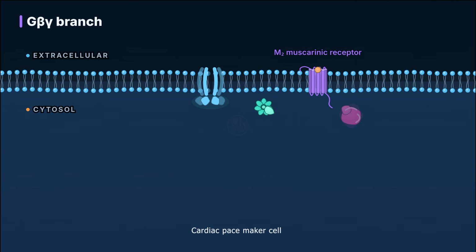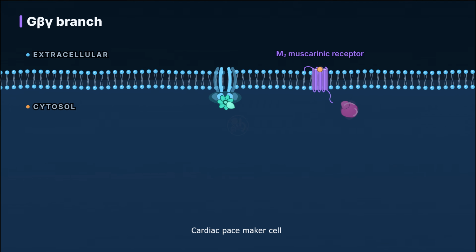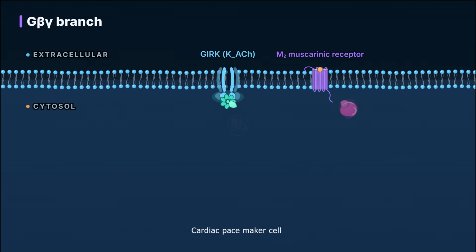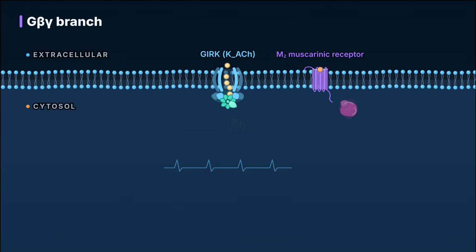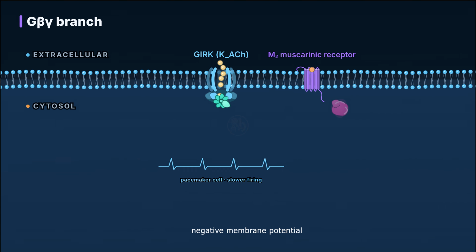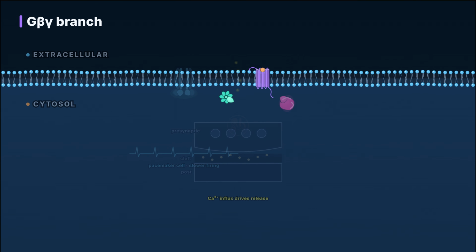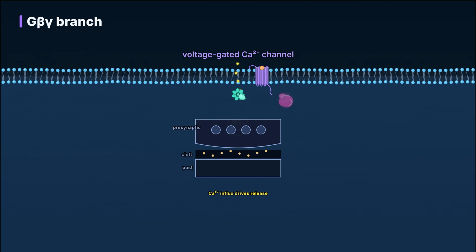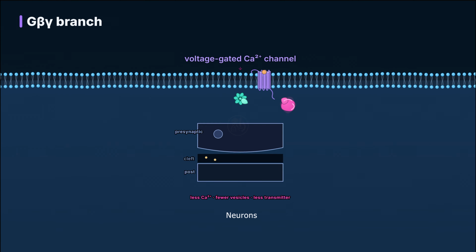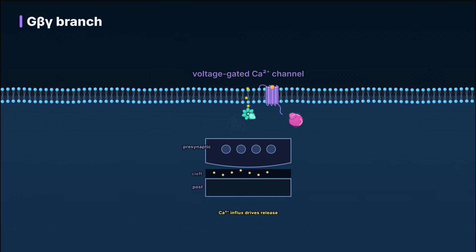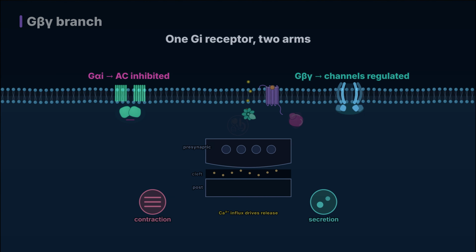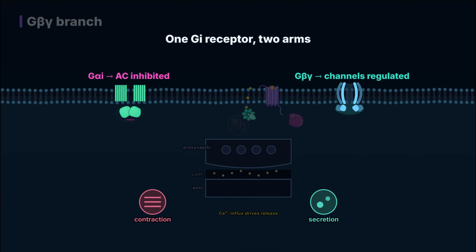In cardiac pacemaker cells, G-beta-gamma from M2 muscarinic receptors opens GIRK potassium channels. Potassium conductance increases, making the membrane potential more negative and slowing pacemaker firing. G-beta-gamma can also inhibit certain voltage-gated calcium channels in neurons. This can reduce calcium entry and decrease neurotransmitter release. M2 muscarinic receptors use GI signaling to slow the heart.